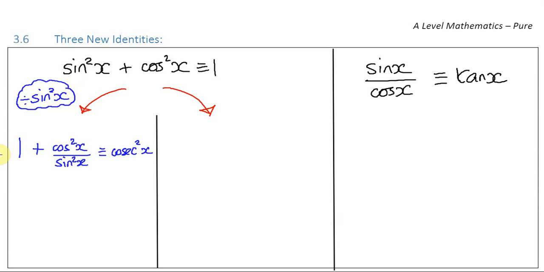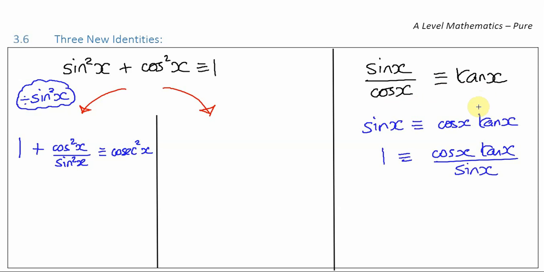If we now look to the right hand side of the screen, the other identity from AS, sine x over cos x is always equal to tan x. If we multiply both sides of this by cos x, and then divide both sides by sine x, and now divide both sides by tan x. On the left we get 1 over tan x, which by definition is cot x, the cotangent of x.